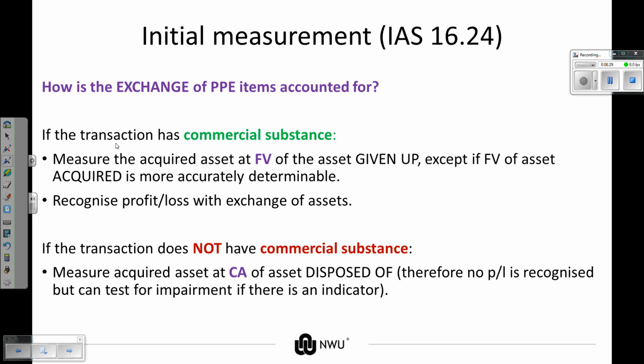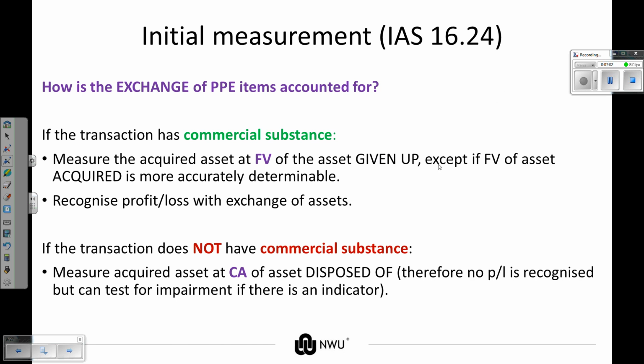Then if the transaction has commercial substance, we will measure the acquired asset. So the asset that I will now put in my books, I've received something. For example, I've received a car. That will be the fair value of the asset given up. Let's say I've given away a building. So the fair value of the building, let's say it's $1 million. That $1 million will actually now be the cost of my vehicle.